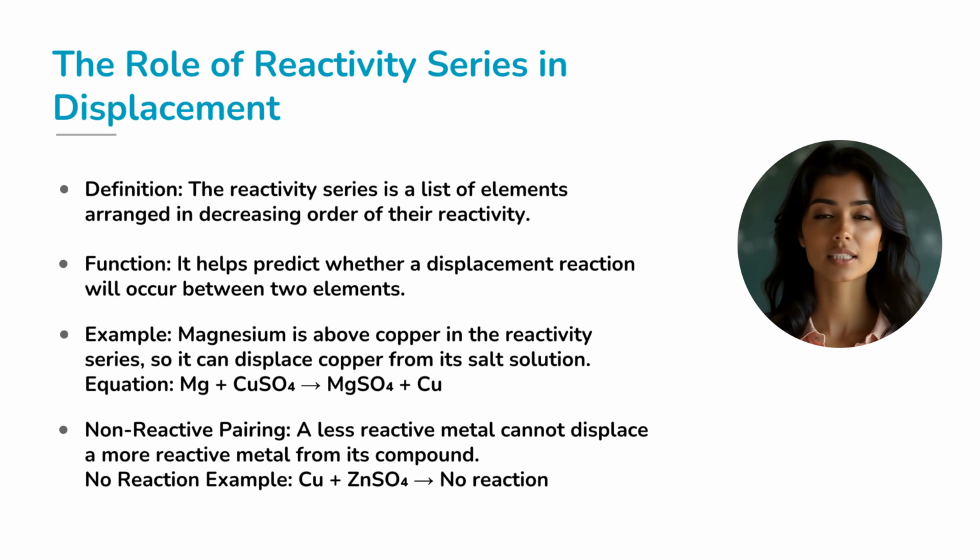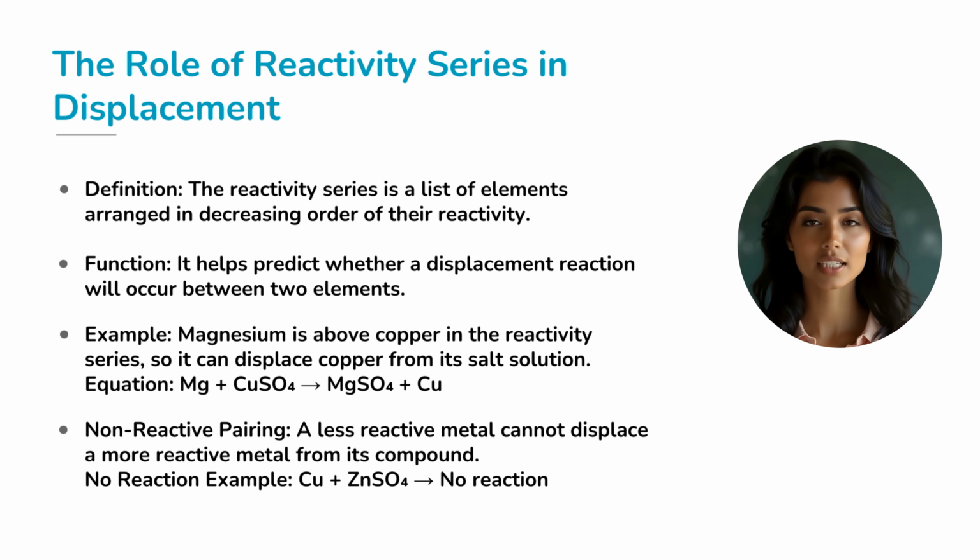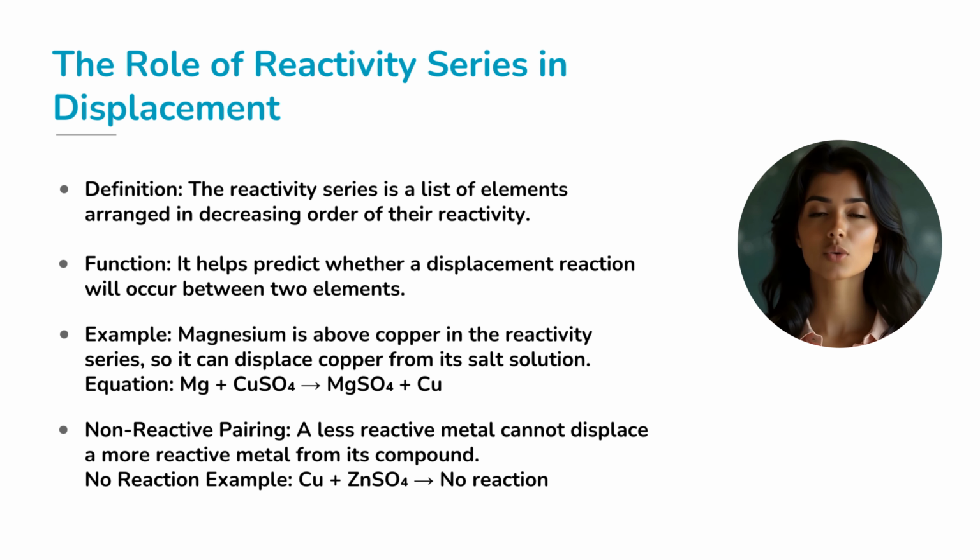But if we flip it and try adding copper to zinc sulfate, nothing happens. Why? Because copper is lower in reactivity and can't replace zinc. So, understanding this series gives us a clear roadmap to predict the outcomes of such reactions. On screen, you'll see the reactivity series with key metals like zinc, magnesium, and copper highlighted. Do take a closer look.